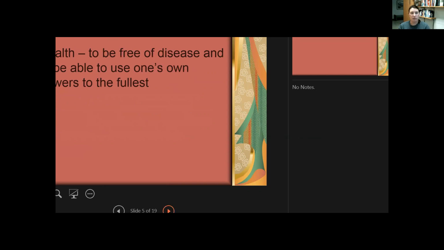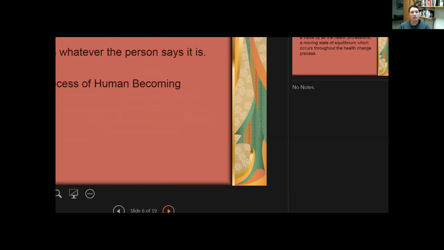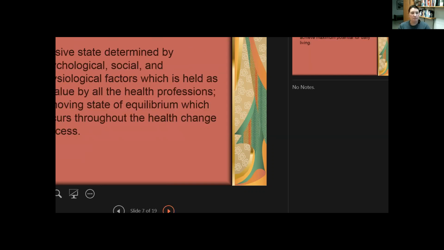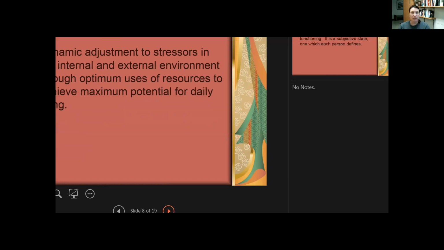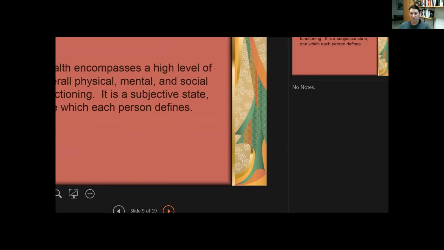Florence Nightingale: health is to be free of disease and to be able to use one's own powers to the fullest. Parse says it is whatever the person says it is. It's a process of human becoming. Johnson: health is the elusive state determined by psychological, social, physiological factors, which is held as a value by all health professions, a moving state of equilibrium, which occurs throughout the health change process. King says that health is a dynamic adjustment to stressors in the internal and external environment through optimum use of resources to achieve maximum potential for daily living.